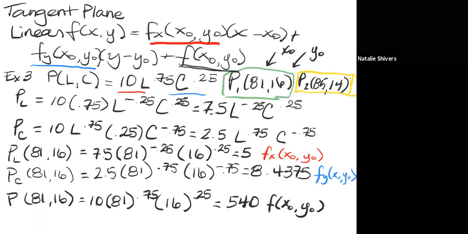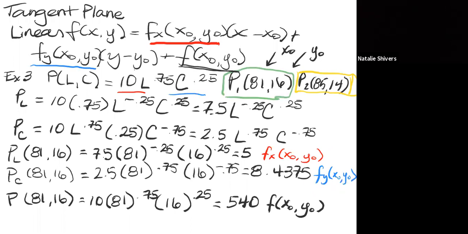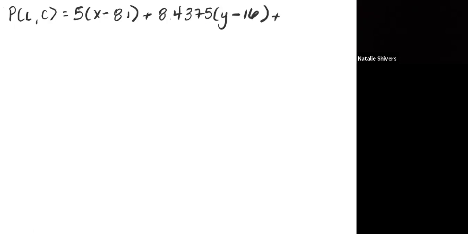5x minus x naught, which is 81, plus, now let's do the next part. We have f of y, 8.4375, y minus, what did I plug in for y? I plugged in 16. So 8.4375 y minus 16. And then the last piece is what is the number when I plug it into the original function? So it's 540. So that's my equation of the linear plane.